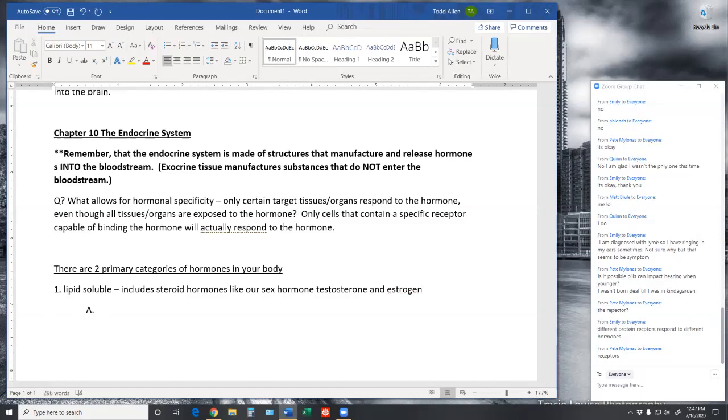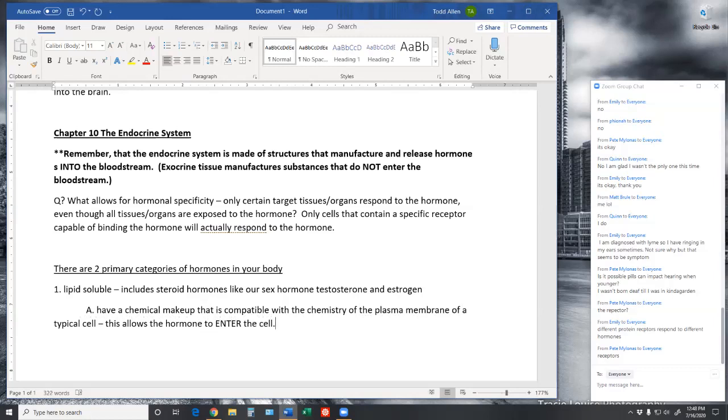Okay, so let's put that into your notes. Lipid-soluble hormones have a chemical makeup that is compatible with the chemistry of the plasma membrane of a typical cell. This allows the hormone to enter the cell.